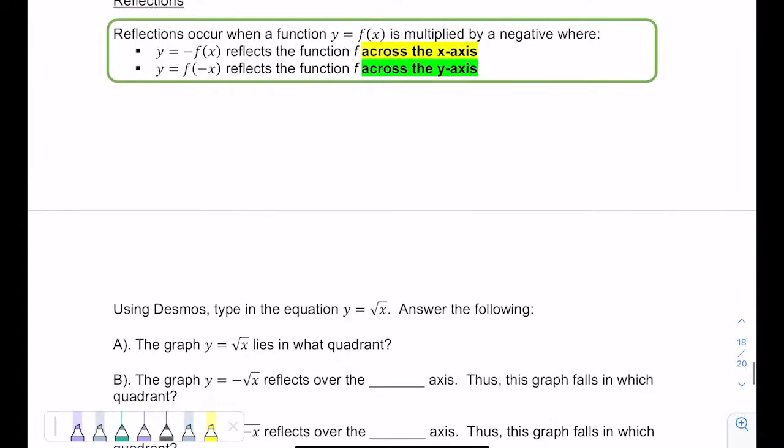Okay, reflection. So you can reflect over the x-axis, you can reflect over the y-axis. How do we tell the difference? So when you're multiplying the whole expression by a negative, so f of x is the entire expression, when there's a negative on the outside, it's reflecting over the x-axis. This time, though, if you look, the negative is on the inside with the x, that's going to reflect the function across the y-axis instead. Okay, so let's take a look at an example.